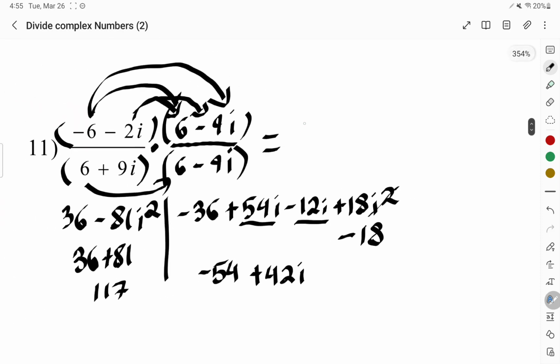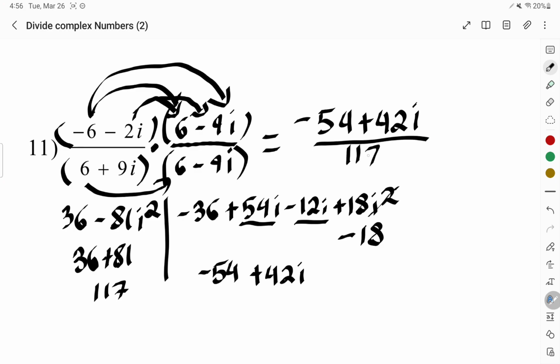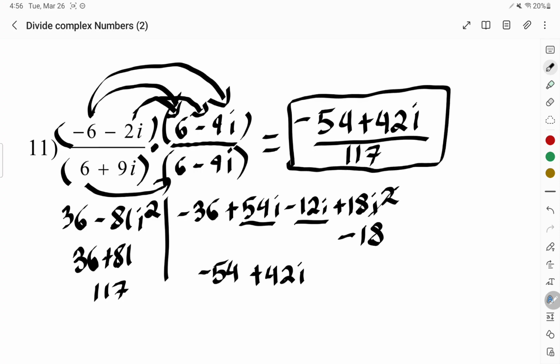So I'm just going to go ahead and write it. So negative 54 plus 42i over 117. And that is it. That is my answer. I'm going to leave it like that. Technically, I might be able to simplify. But like I said, I don't want you guys to worry so much about simplifying. Just knowing how to do your steps for this one.